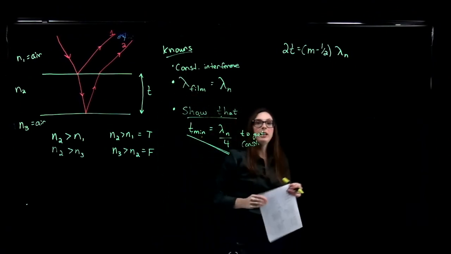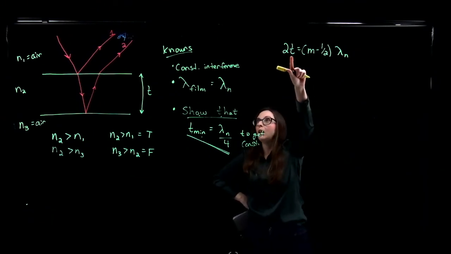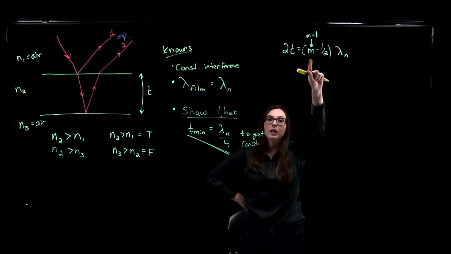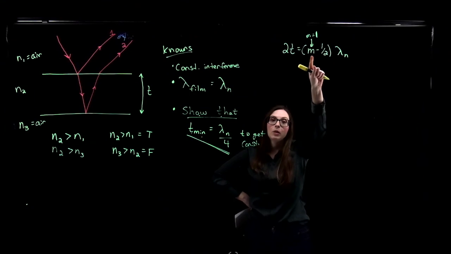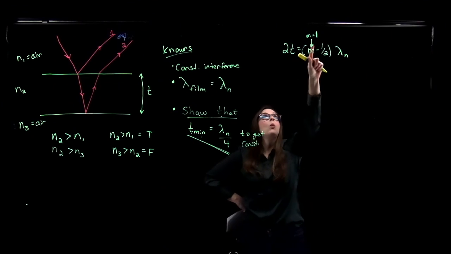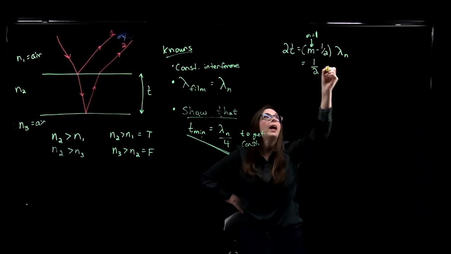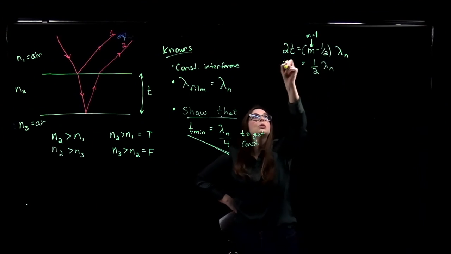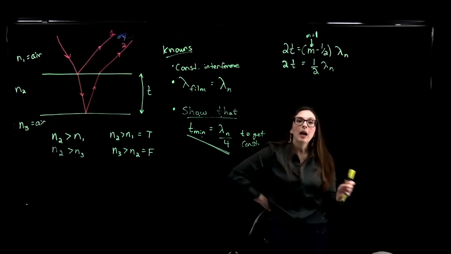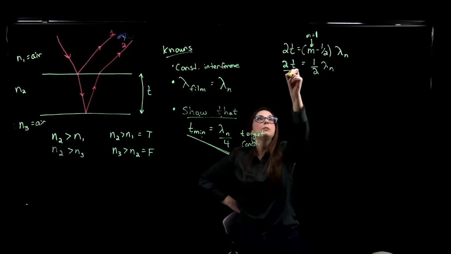Okay, so we need to figure out what thickness we need in order to get our first constructive interference. For m, we're going to use m equals 1 because we're looking for our first constructive interference. So then we've got 1 minus 1/2, that's just 1/2. So 2t is equal to 1/2 lambda n. And now we need to solve this for t. So I've got to divide both sides by 2.